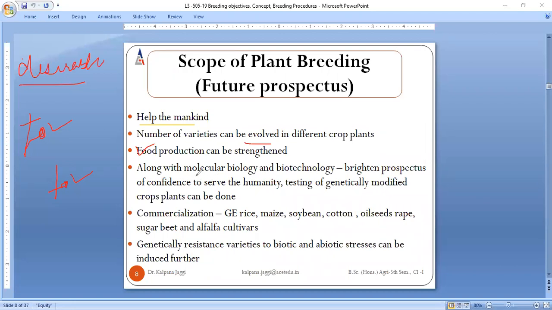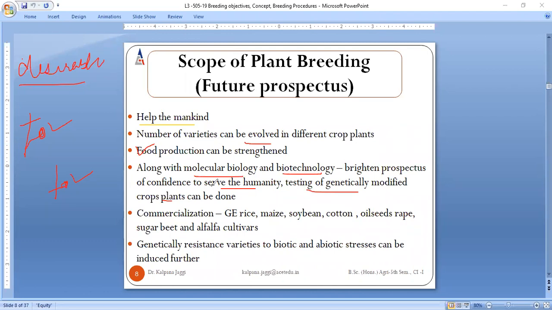If plant breeding is combined with molecular biology and biotechnology, then it is further going to brighten the prospects of confidence. Confidence is what? Breeding is going to serve humanity. Then testing of genetically modified crops can be done very easily.